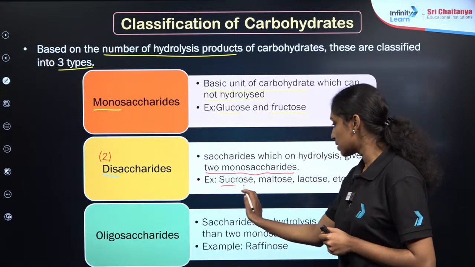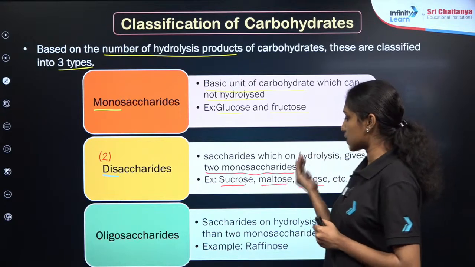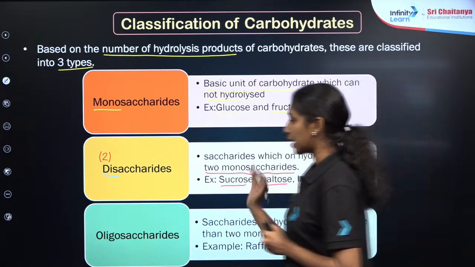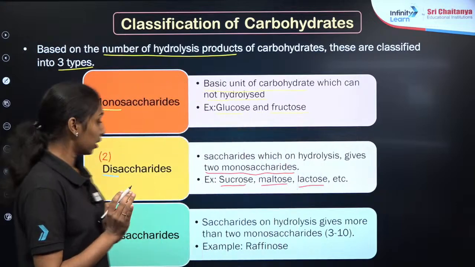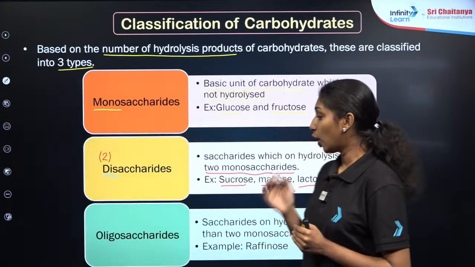Let us see some examples here. First ones are sucrose, maltose, and lactose. We will be discussing the structure as well as the properties of these three types of disaccharides in detail in this particular session. Then, next, the third classification, right?